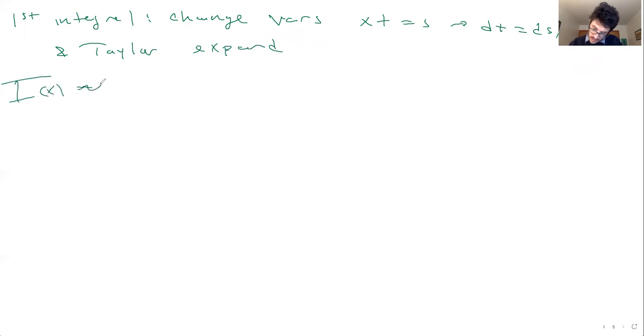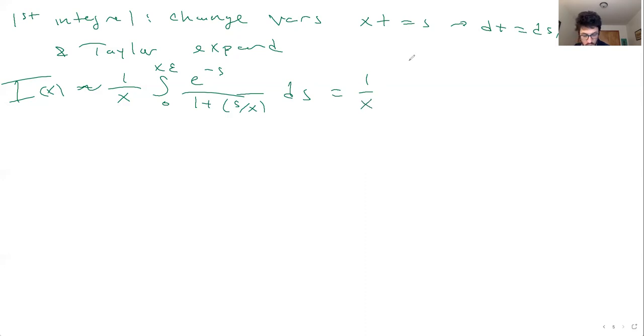So I of x to leading order is going to be 1 over x, integral from 0 to x epsilon. Remember, this is still going to be large because epsilon is not on the same order as 1 over x. E to the minus s over 1 plus s over x now, ds. And now comes the Taylor expansion part of f. So we're going to have 1 over x, integral from 0 to x epsilon, e to the minus s, and now we have our geometric series, n equals 0 up to infinity of minus s to the n, x to the n, okay?